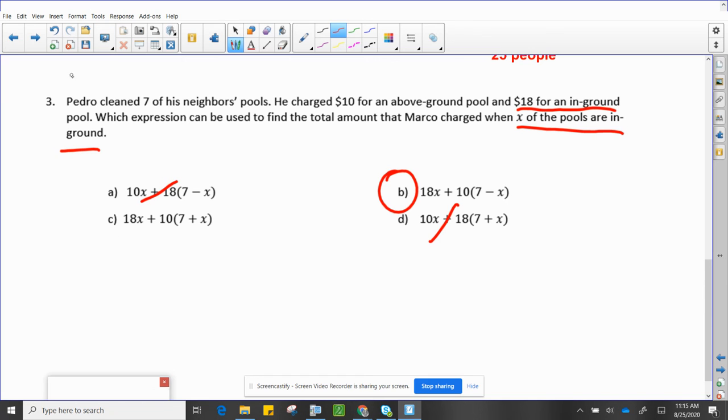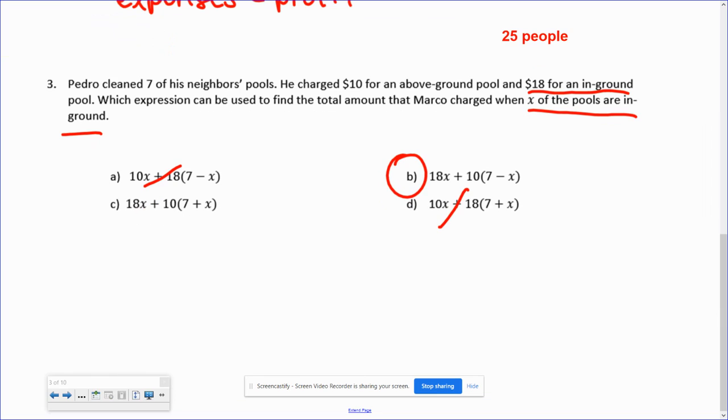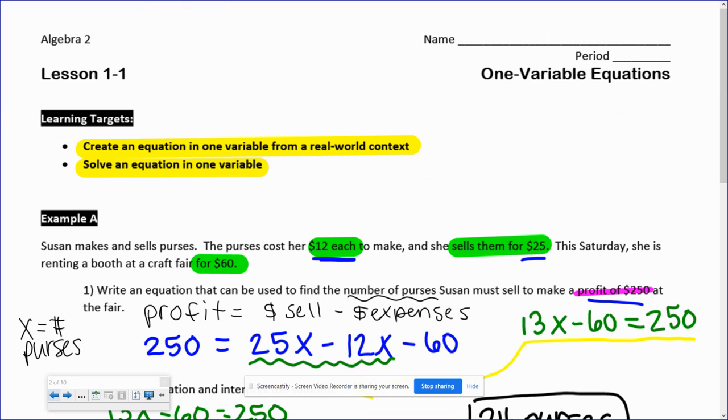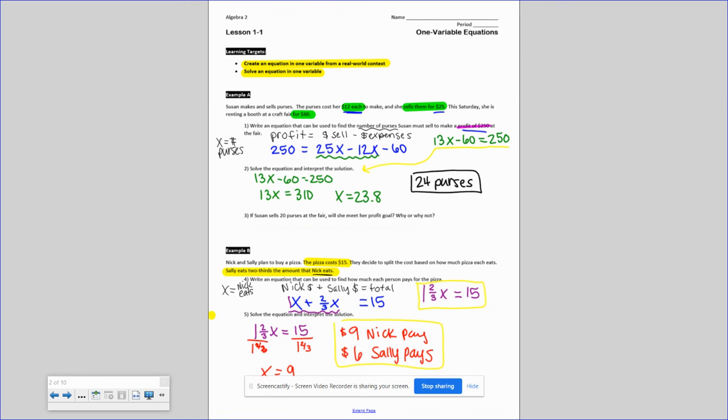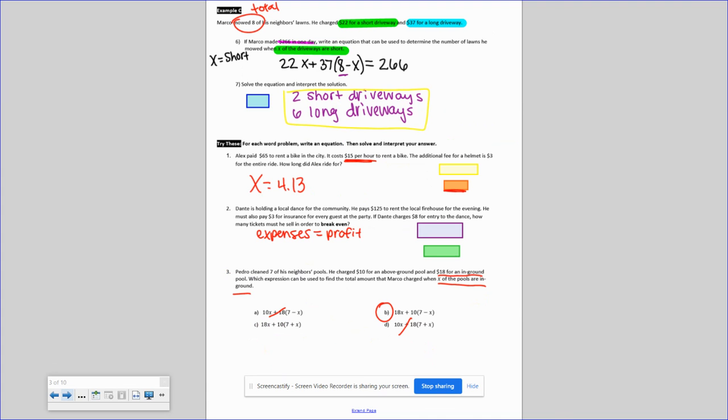All right, guys, that is the end of our first lesson, lesson 1-1. So writing one variable equations and then being able to solve those one variable equations when we are done with them. Okay. All right, I hope you had a good first lesson.